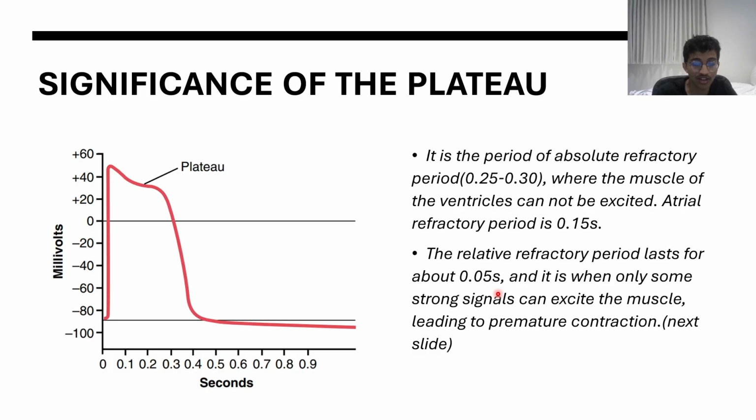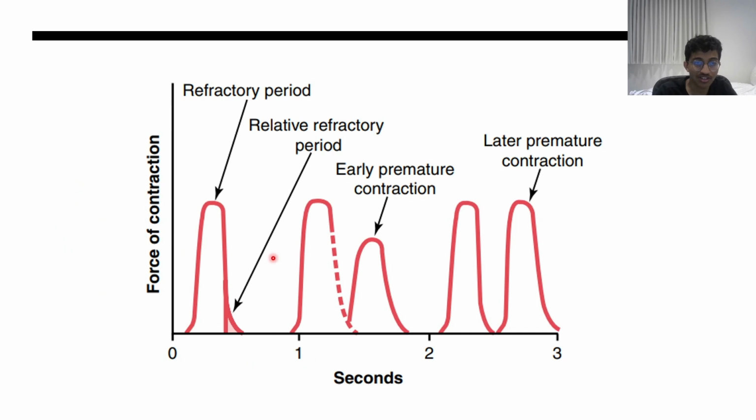to premature contraction. Now, I want to show you the premature contraction. Like I said, this is the refractory period. During this period, no action potential can be generated. Okay, this small area, 0.05 seconds, is where only some strong signals can generate a new action potential. And you can see it right here in the premature contraction. In the relative refractory period, a strong signal allowed a second action potential. It doesn't have the same magnitude as the normal action potential since it's premature, but you can see it. It's an early premature contraction.